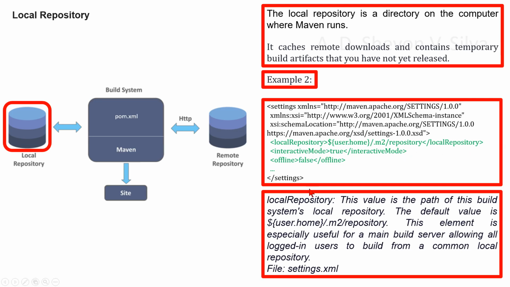This is in the settings.xml file. So interactive mode: true if Maven should attempt to interact with the user for input, false if not, default to true. Offline: if this build system should operate in offline mode, default to false. This element is useful for build servers which cannot connect to a remote repository, either because of network setup or security reasons.